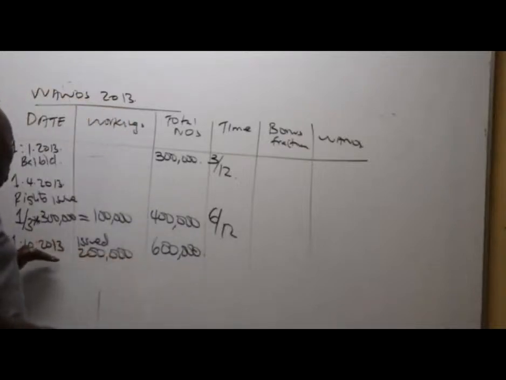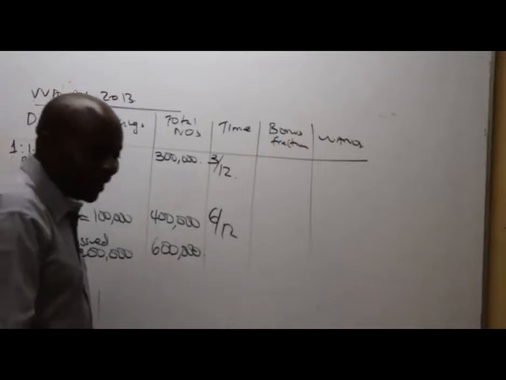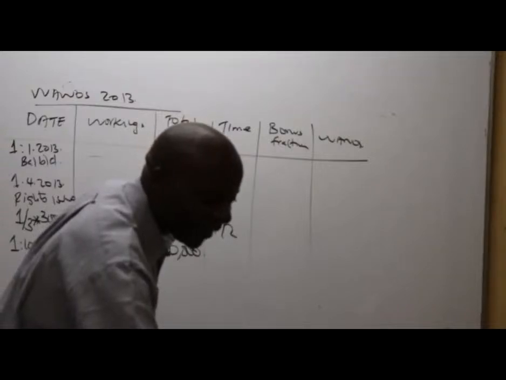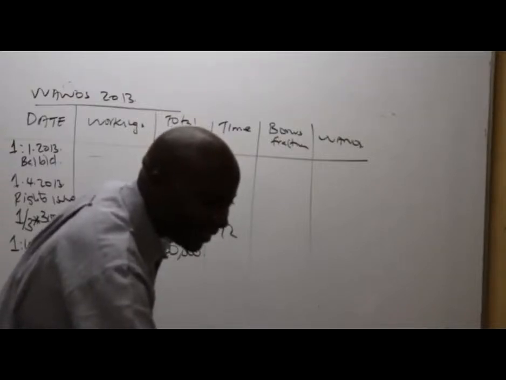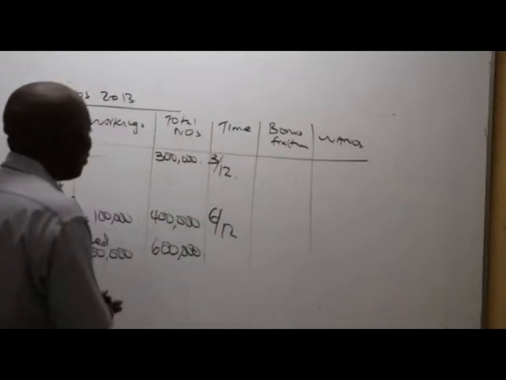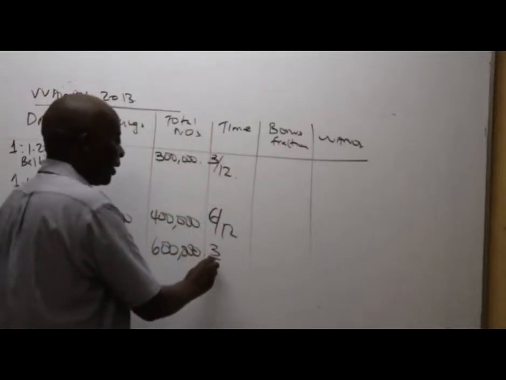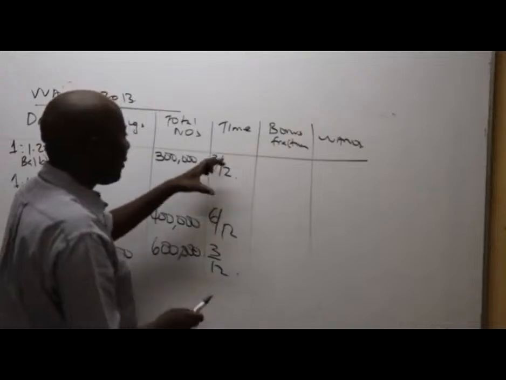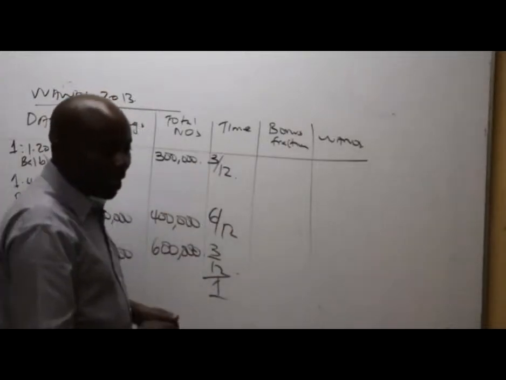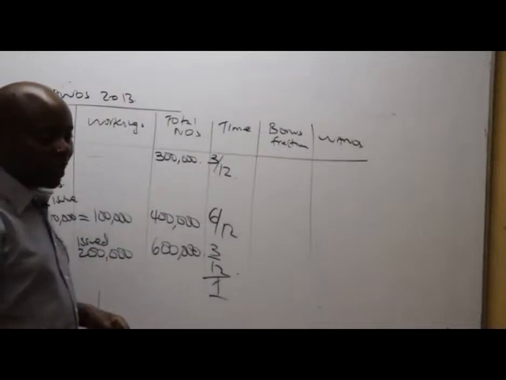From there, ladies and gentlemen, we have this. So now from here, we are talking of this month to the end of the year, to December. Of course, there will be 3/12. And of course, time fractions, when you add them, they must always add up to 1.